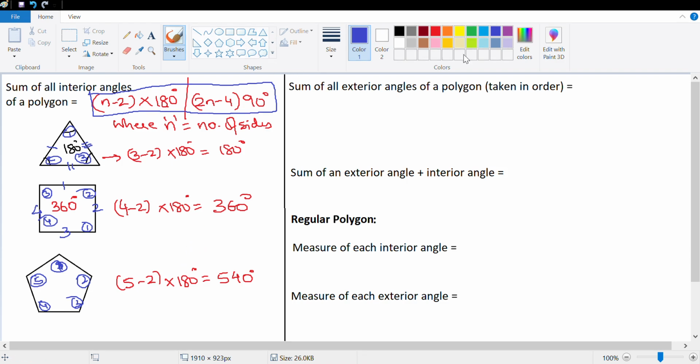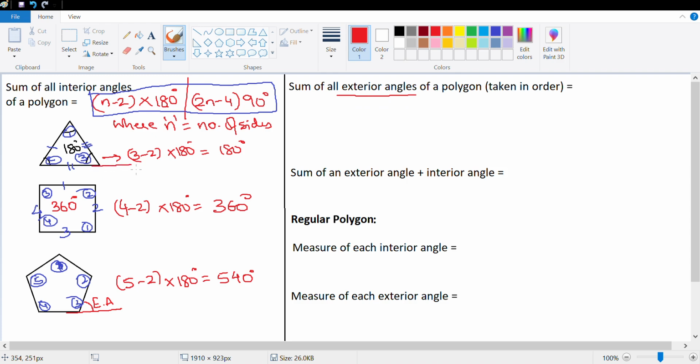Now that brings me to the next thing, sum of all exterior angles. Now what is an exterior angle? So exterior angle basically means if you extend one side of a polygon, let's extend this side of the polygon. The angle formed between the extended arm and the side of a polygon is known as an exterior angle. So this is an exterior angle. Now they say that sum of all exterior angles. So how many exterior angles can be there? Let's look at this diagram.